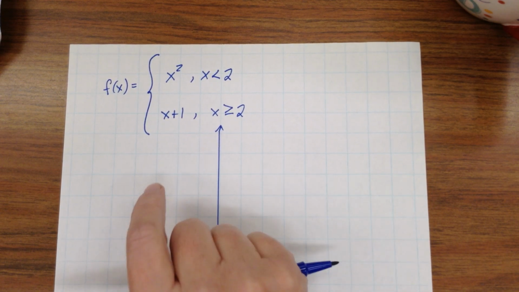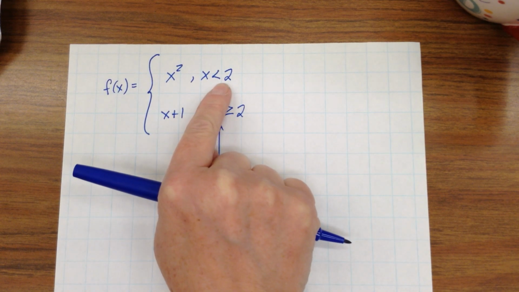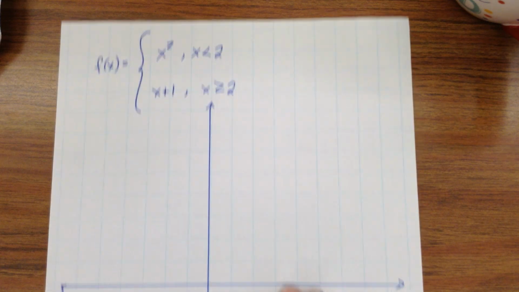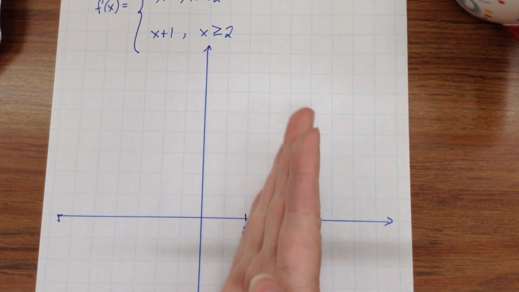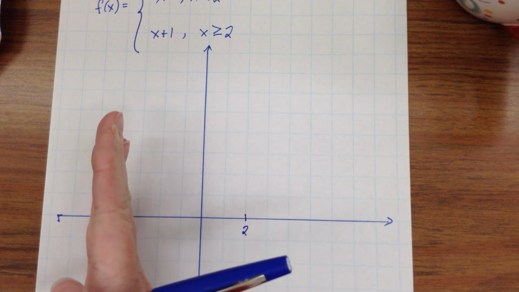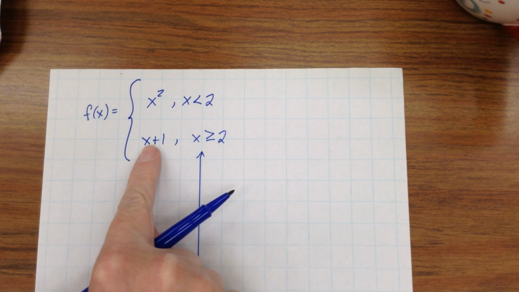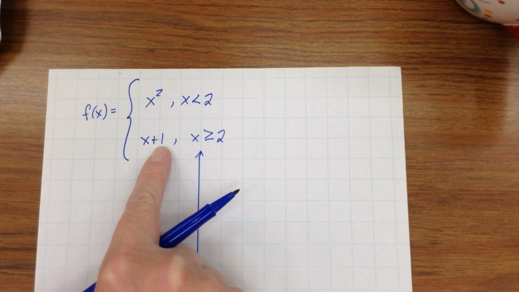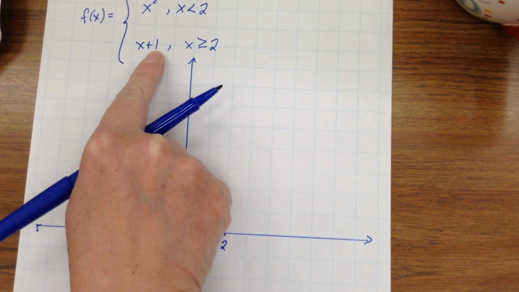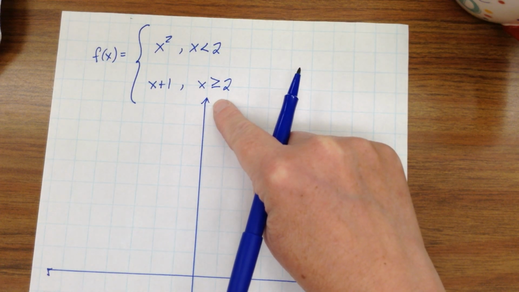All right, here's what I spy with my little eye. It's a parabola when x is less than 2. Here's the x-axis. There's 2. On the left of 2, it will look like a parabola. X plus 1, that's a line, mx plus b. It's a line with a slope of 1 and an intercept of 1. And we will keep the line, but we will only keep it right of 2.